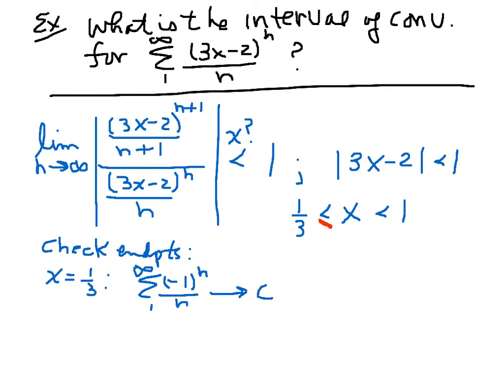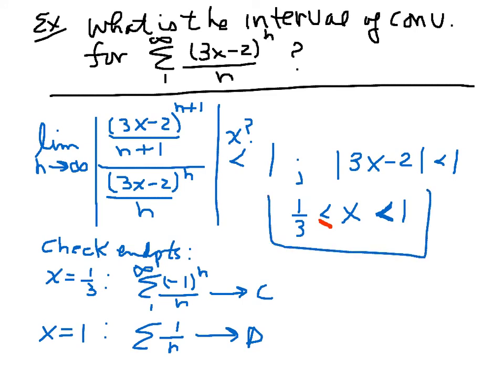How about if x is equal to 1? If x is 1, we go back up here. 3 times 1 minus 2 is just 1. And I hope you see that we get the harmonic series, which diverges. They're not always this easy, but these two seem to be that way. And so here we have strict inequality, and here is our exact interval of convergence.